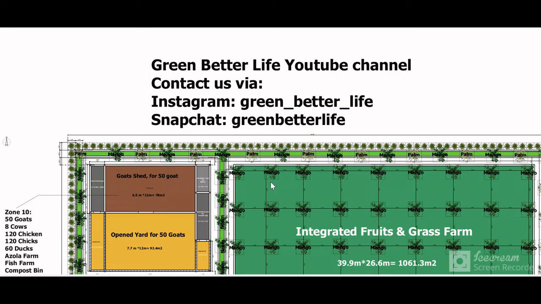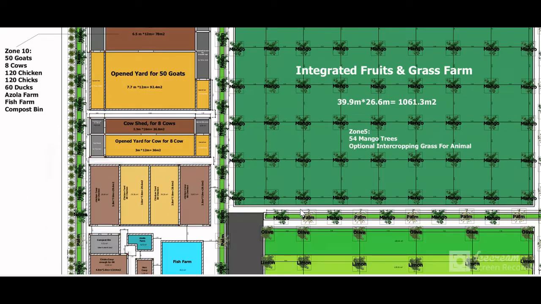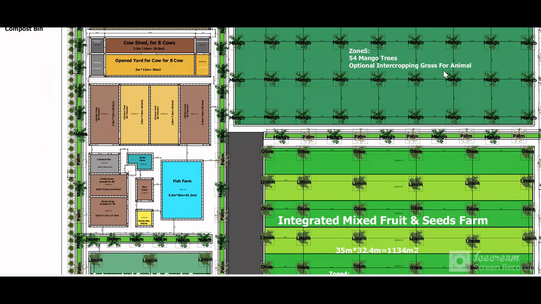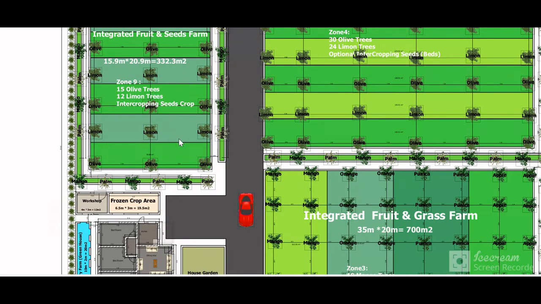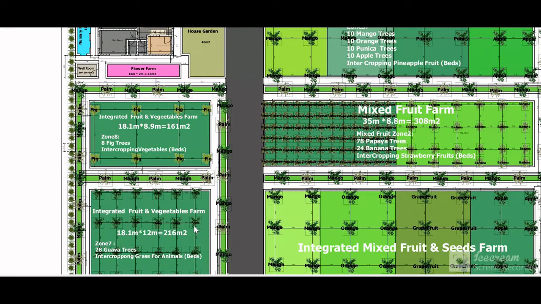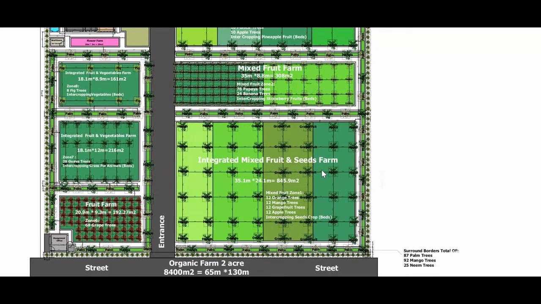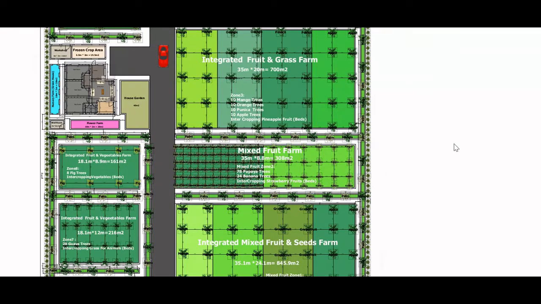This farm is 2 acres, and the philosophy of this design depends on intercropping. As you see, we put a huge variety of fruit trees, but we put optional intercropping for grass, intercropping for seeds, intercropping for vegetables. Okay, I think it is a good design. It's a successful design.